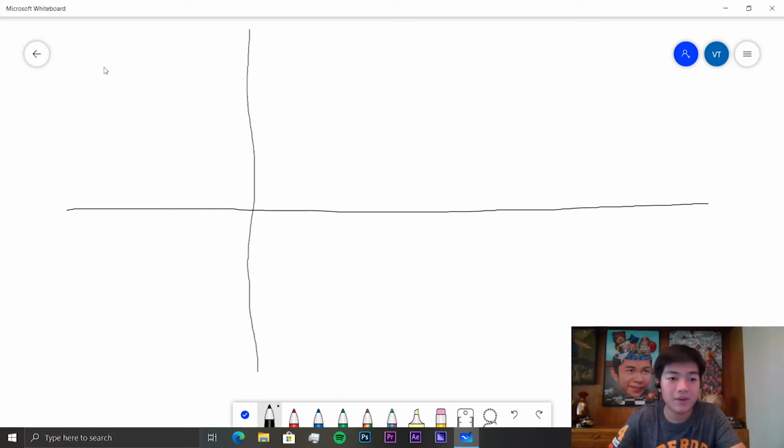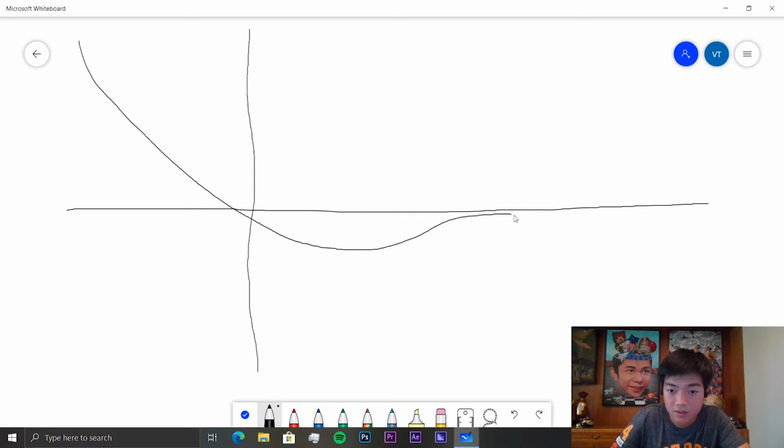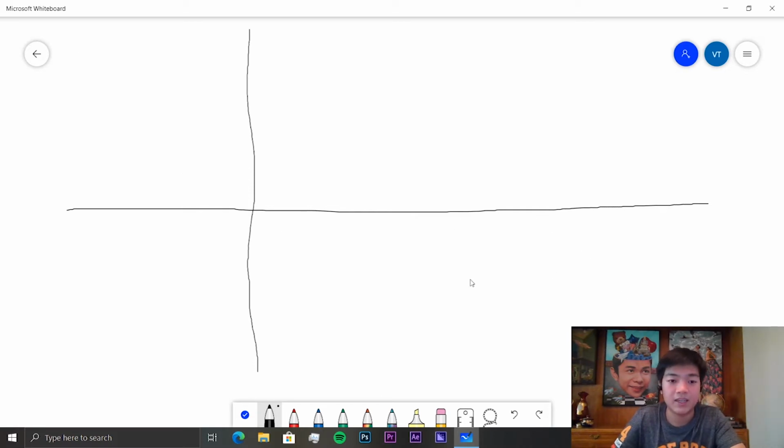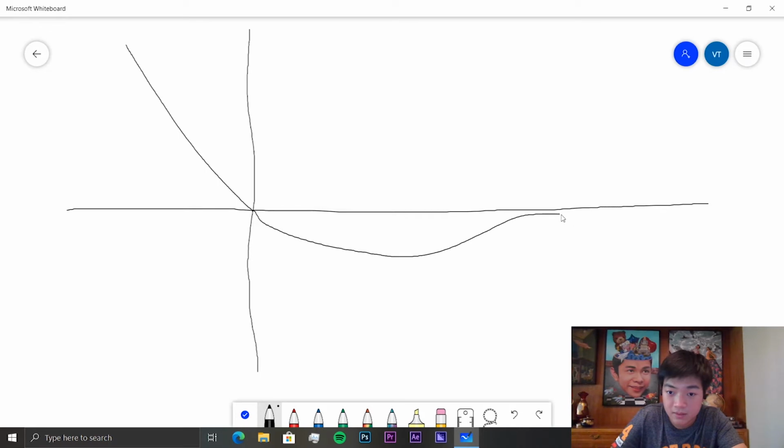It was a very badly drawn version. So I cannot draw. This is why I took math and not art. Anyways, as you can see, this is a function, and we have a minimum here and a maximum here. So, what does the derivative look like?